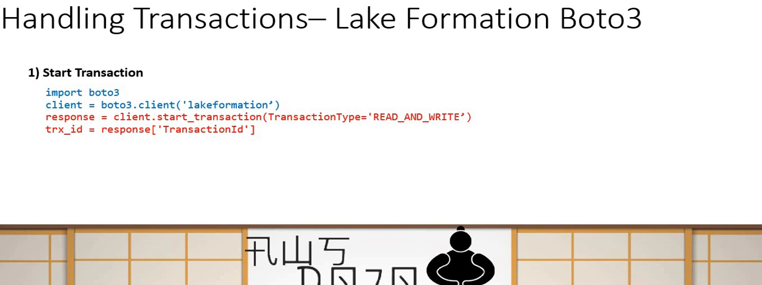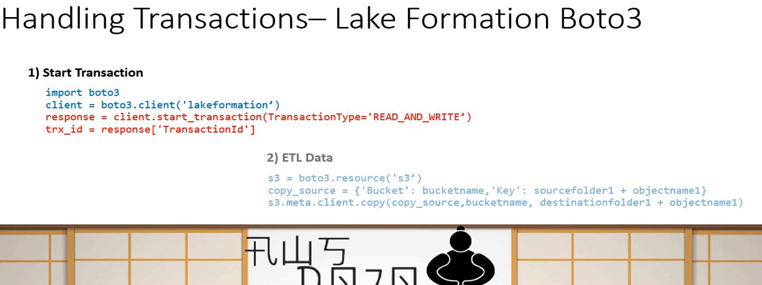But if you want to read and write both, like you're doing a typical ETL operation, so you want to read and then write, then you simply select transaction type as read and write. And then once this transaction is started, you fetch the transaction ID, because this transaction ID now you have to use as a way to manage all the operations under a single transaction.